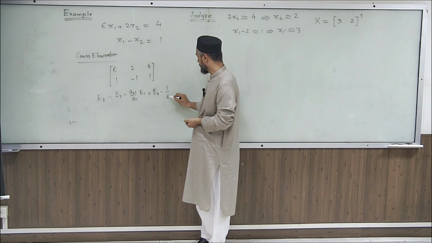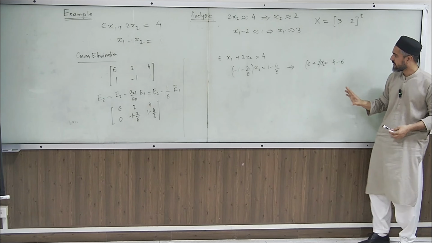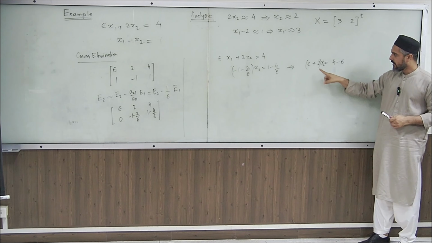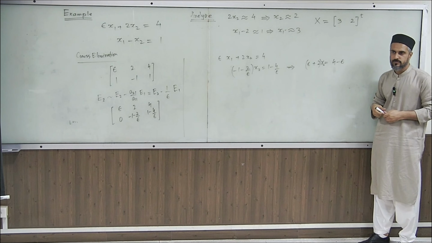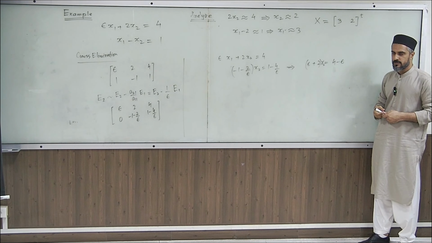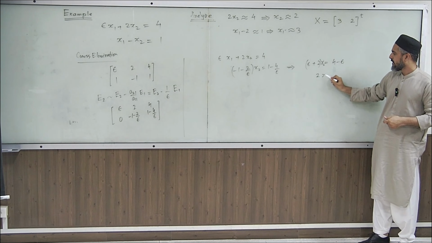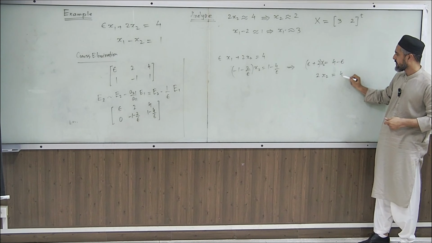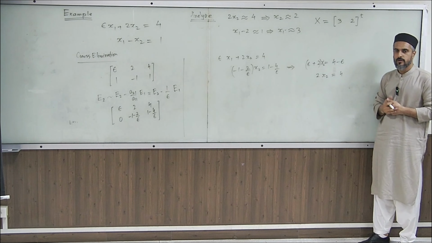I just multiply on both sides by epsilon, and I take a negative sign common from here. Now let's see what epsilon plus 2 is. It's approximately 2, and this is 4. If you subtract this number from any number, it will be the same. If you add to this number, it will be the same. So the computer will say x2 is equal to 2.